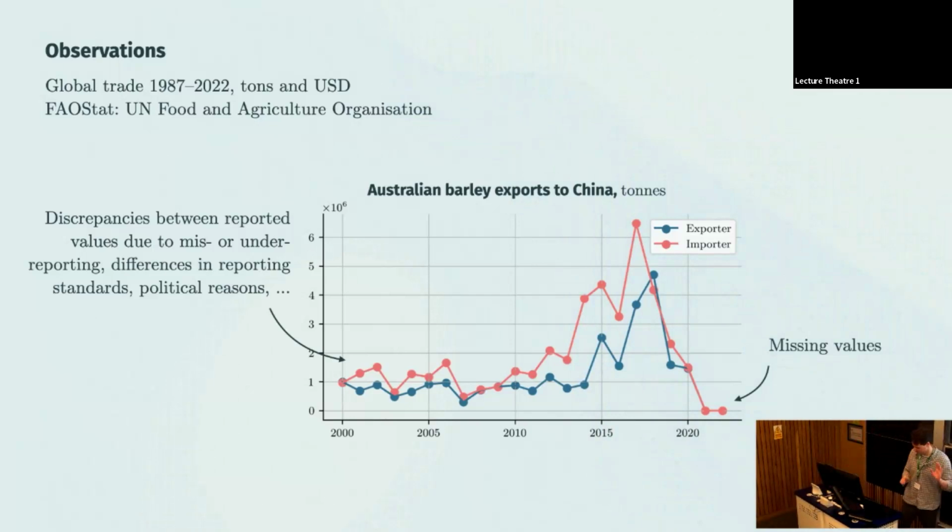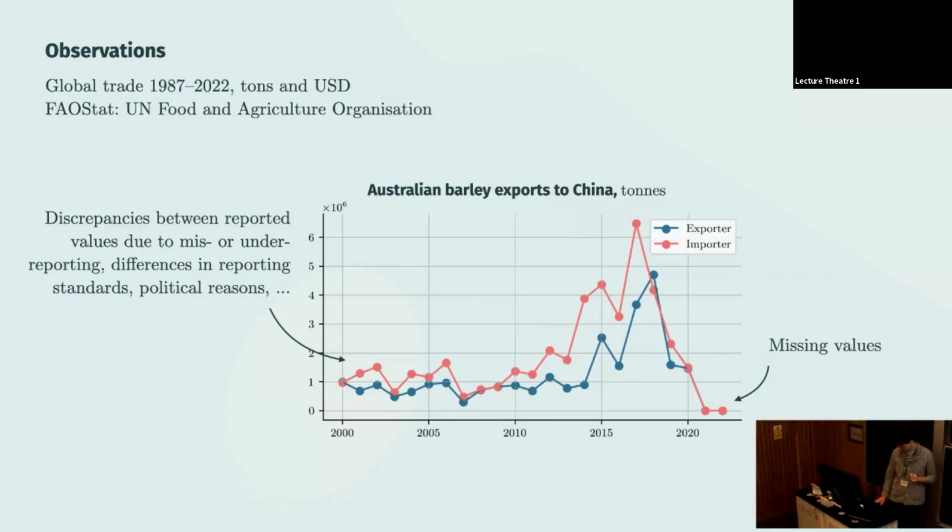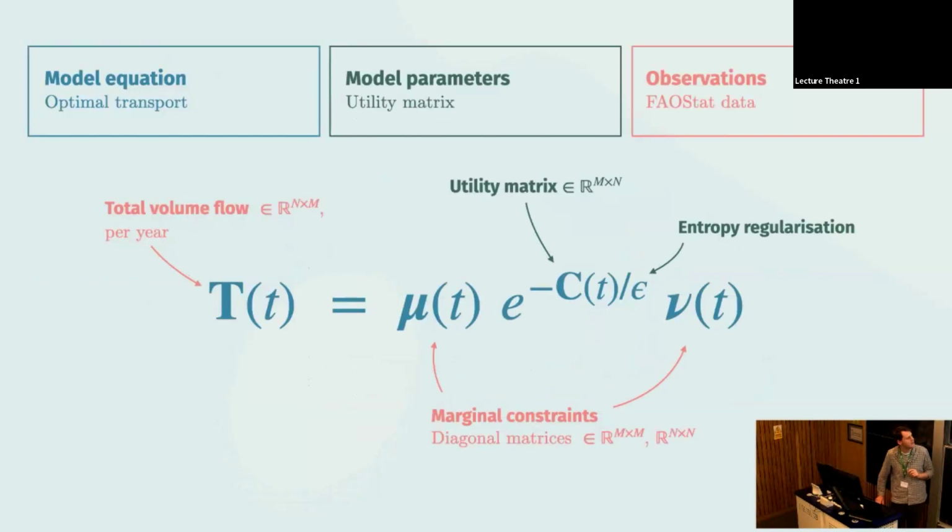So there's uncertainty, but the uncertainty is epistemic. It's not random noise. It's not aleatoric. And then we also have missing values. A lot of the values are sometimes missing, and the missing values can mean no trade, or they can mean no reported value. So we have this very noisy, gappy data set, and we want to fit a model to it. The model we want to fit is, it's not that important what the model is specifically. It's an optimal transport model.